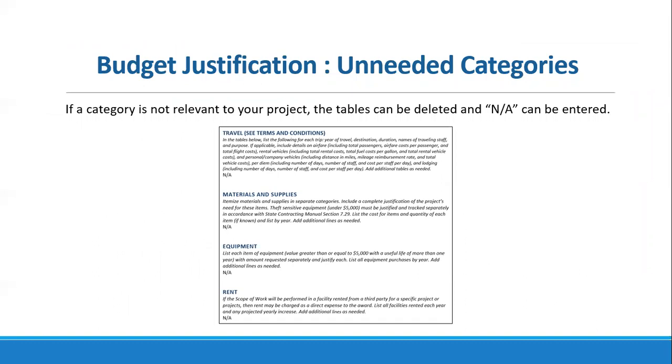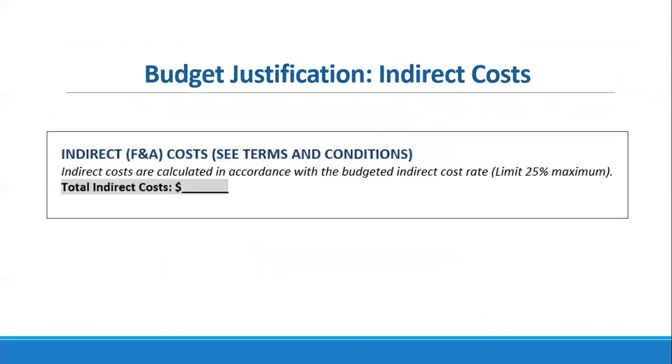Finally, we have an example of what it looks like if you have unneeded categories. This is something that is particularly common in the subcontractor or subaward justifications, where they might not be including many of these things. So to save page space, you can delete out all those tables and just include NA. Then the total indirect costs have a single line in the justification to include them.